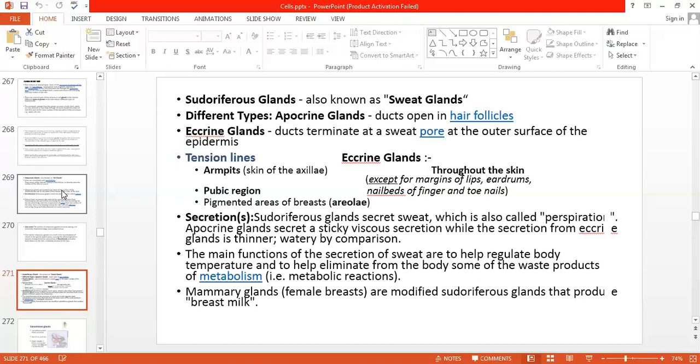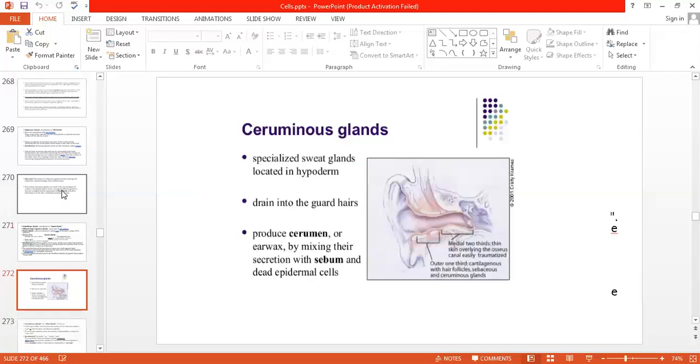Mammary glands, the female breasts, are modified ceruliferous glands but produce breast milk. Now we talk about the third gland, which is present in our ear, the outer ear. You can see in this figure also. The specialized sweat glands located in the hypodermis drain into the hair follicles and produce cerumen, or ear wax, by mixing their secretion with the sebum and dead epidermal cells.